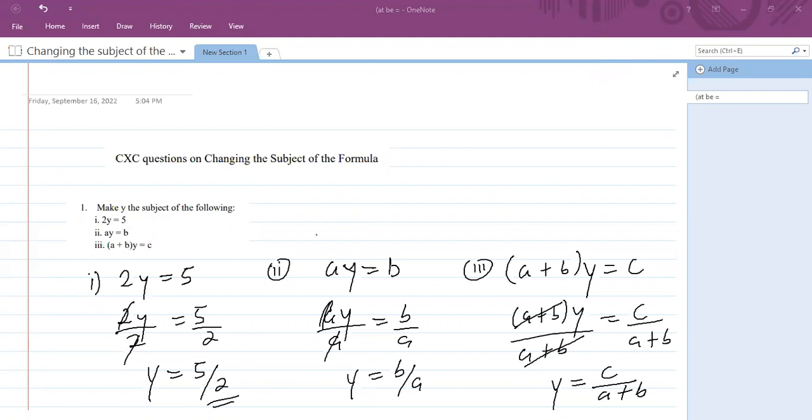You see that? 2a is equal to 5. Divide 2a by 2 and 5 by 2. So y is equal to 5 over 2. Clear?